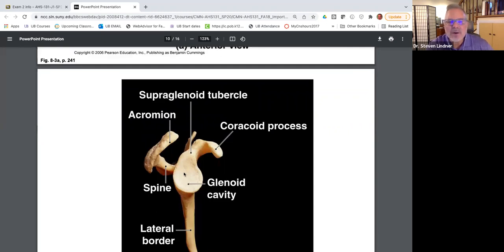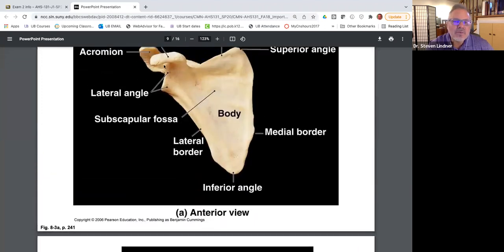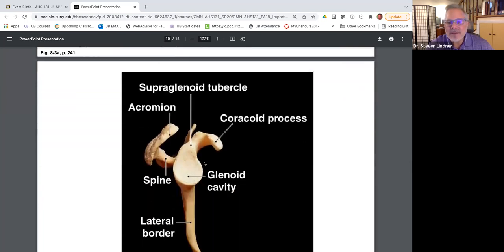It is very shallow. If you look at it, it's not a real deep depression. And that becomes a problematic feature because the head of the humerus, which is much larger, attaches here. And that's why there's so many shoulder injuries. The articulation between the head of the humerus and the glenoid cavity, it's not like a hip joint where it's super deep, it's very shallow. So that head of the humerus can dislocate in and out of that glenoid cavity. And when it does, it damages a lot of ligaments and muscles around it.